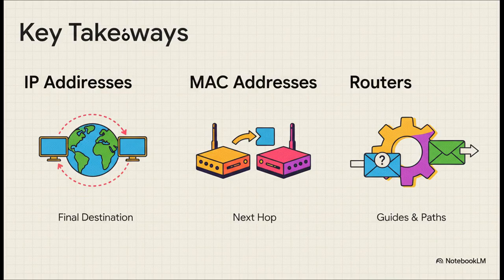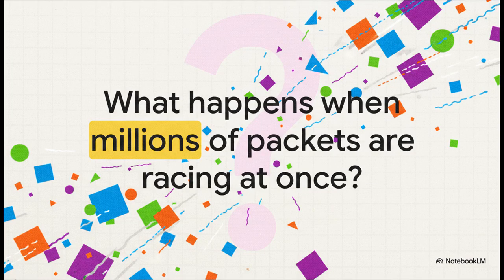We've just followed the life of one packet, but the real internet is a constant storm of millions and millions of packets, all following these same rules all at the same time. That incredible coordinated dance is what makes our entire digital world possible.